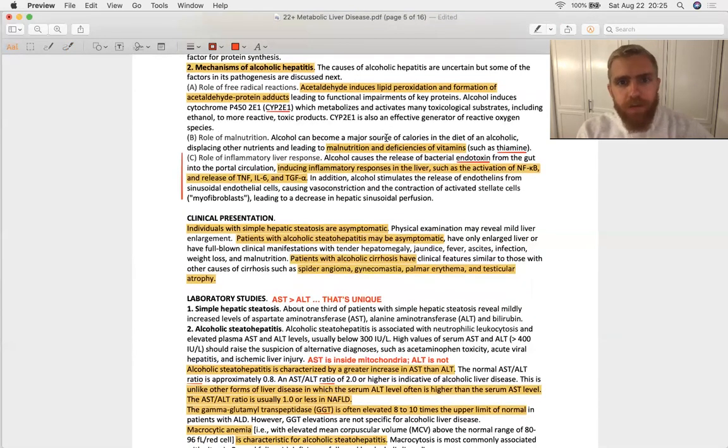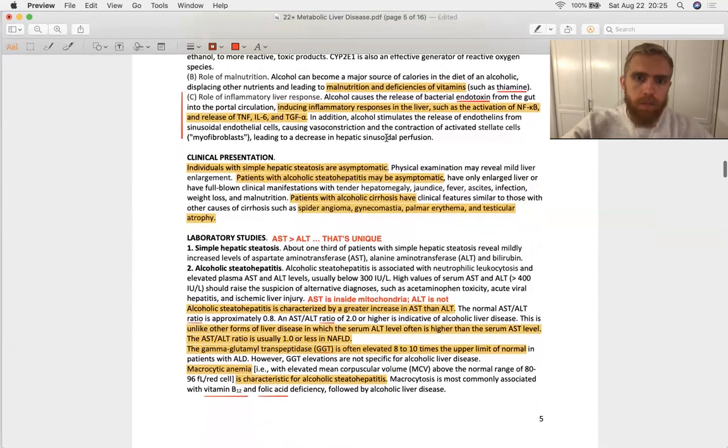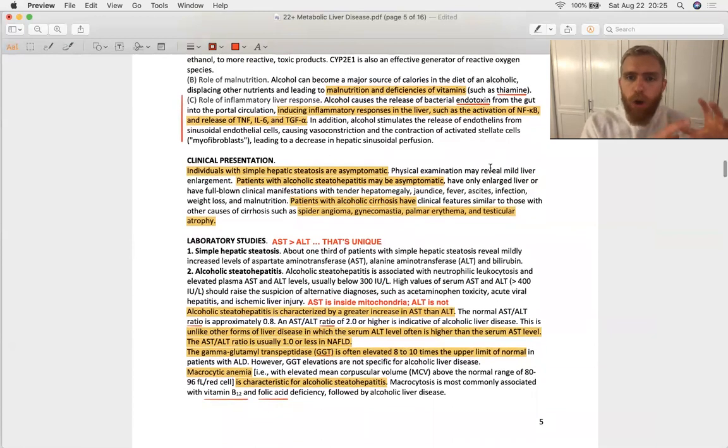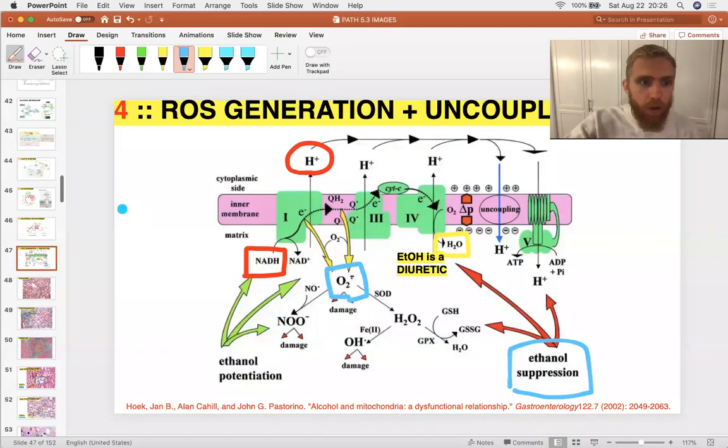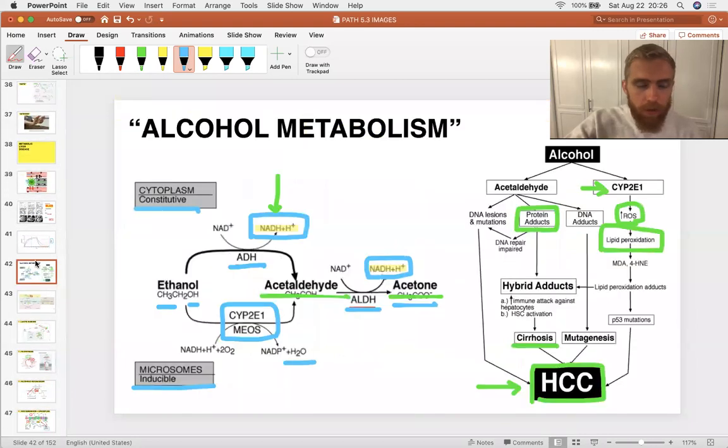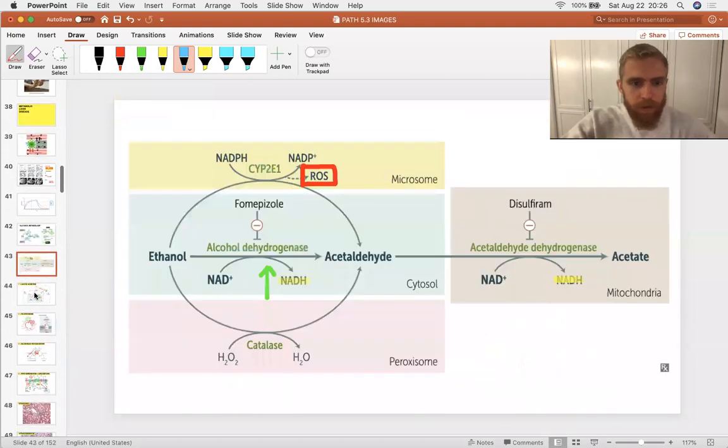Mechanisms of hepatitis: acetaldehyde adducts, radical formation, 2E1, electron transport chain. Those species make things really hard for hepatocytes. Now, because alcohol is depleting your antioxidants, it's going to deplete your vitamin C, your vitamin E, because alcohol is running. Let me show you this. This makes so much sense.